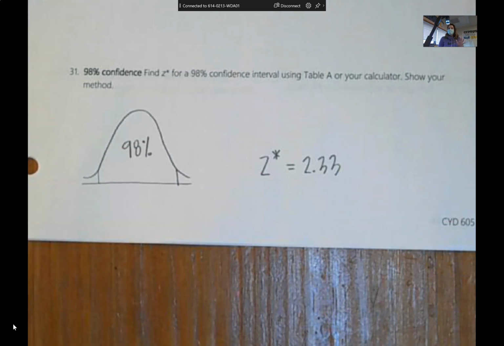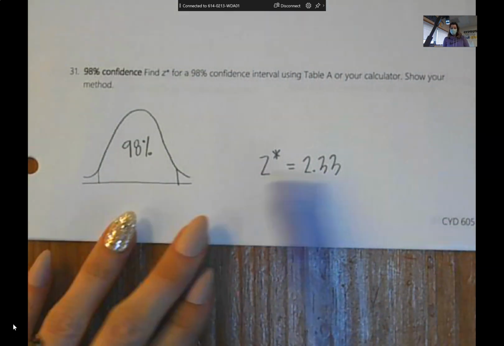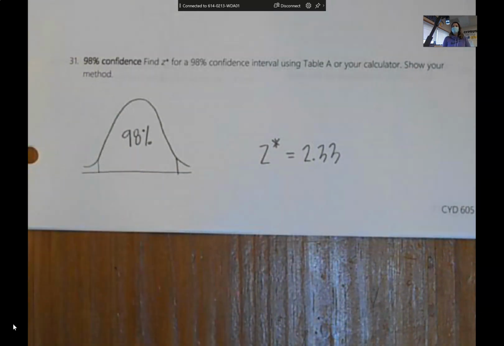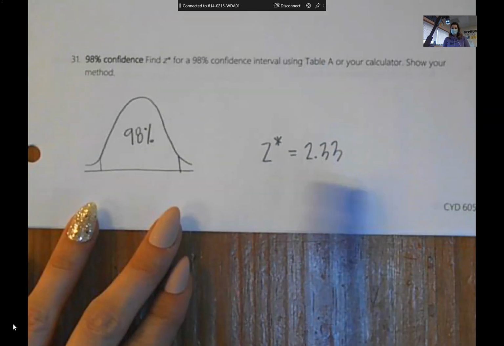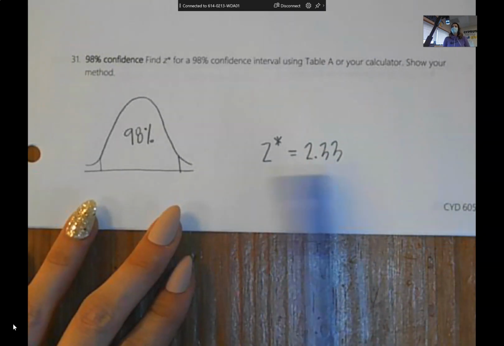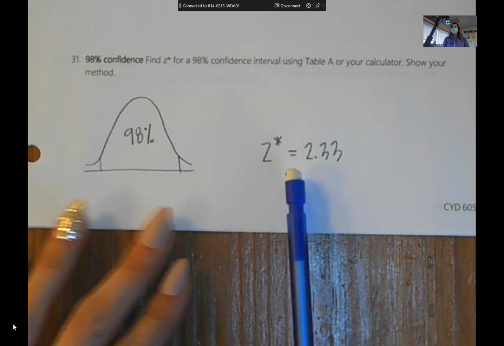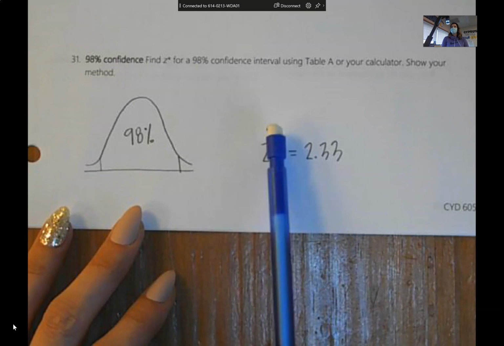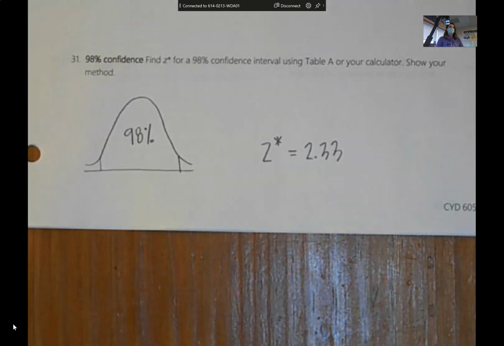I did not mark anybody off on this question if you didn't do this, but many of you drew the right picture, and I know that you knew what your Z critical was. This is just one little element that, if you can remember, is best for you to do. Just somewhere clearly state my Z critical is 2.33.